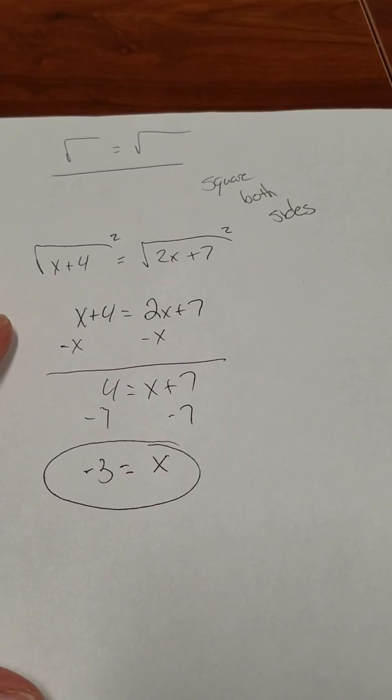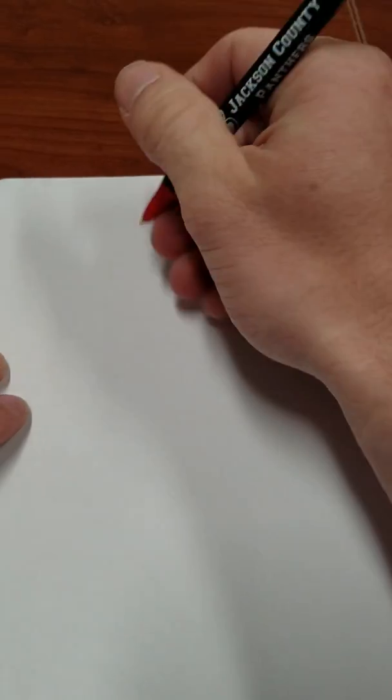All right, one last problem that we're going to look at is where we have a variable on the outside.